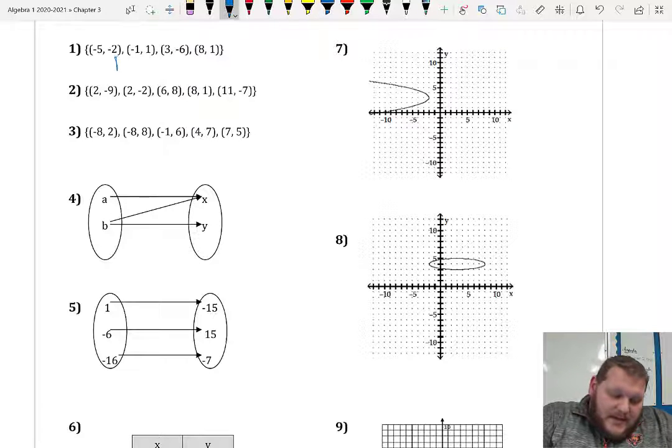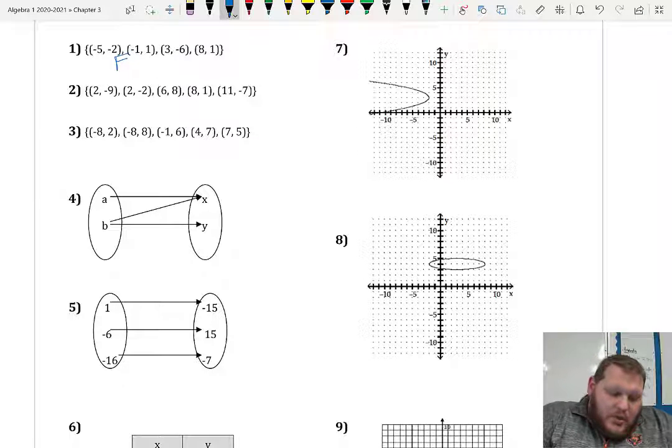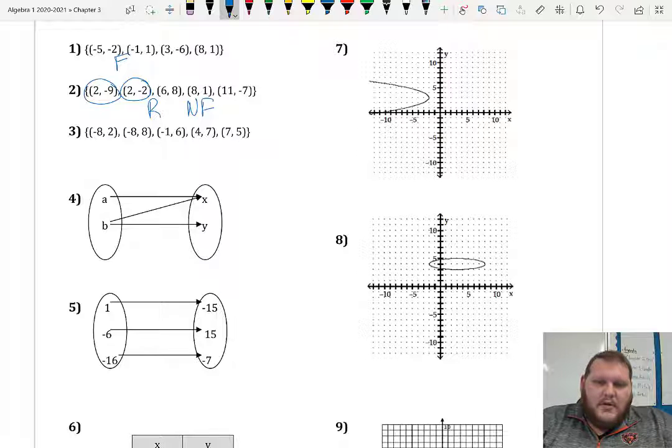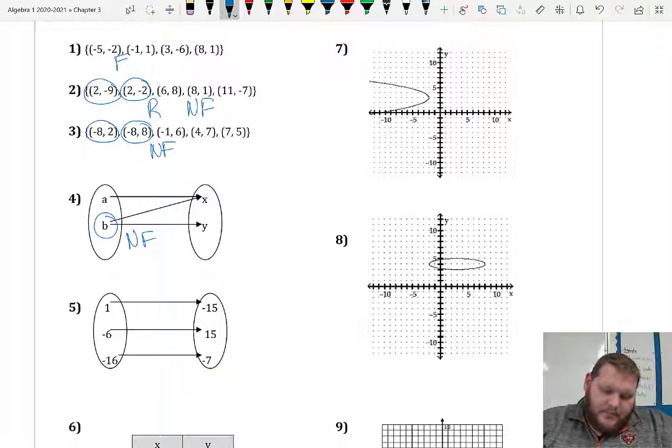Number 1 here is a function. I'm just going to say f. There's no inputs that go to 2 different outputs. Number 2, I can see here 2 goes 2 different places. So I'm going to say that's a relation, or you can say not a function, NF, if you want to use that. For number 3, -8 goes 2 different places. So again, not a function. For number 4, B goes 2 different places. So once again, not a function. For number 5, all of my inputs go to the same output every single time. So this one is a function.